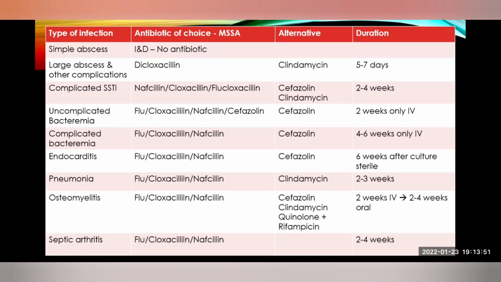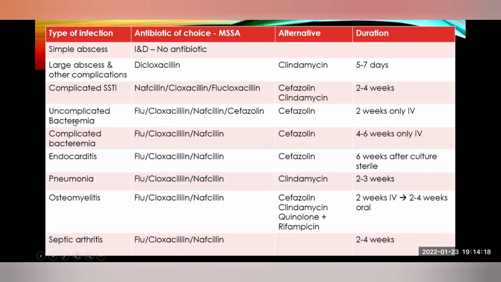For complicated SSTI, the antibiotic of choice in case of MSSA is mostly the same: cloxacillin or nafcillin or cefazolin. So cefazolin, as I mentioned, will be preferred in uncomplicated bacteremia, and it will be used as an alternative therapy whenever there is an associated allergy or once adequate source control is achieved. For uncomplicated bacteremia, you need to give only 2 weeks. Complicated bacteremia, you will be giving for 4 to 6 weeks.